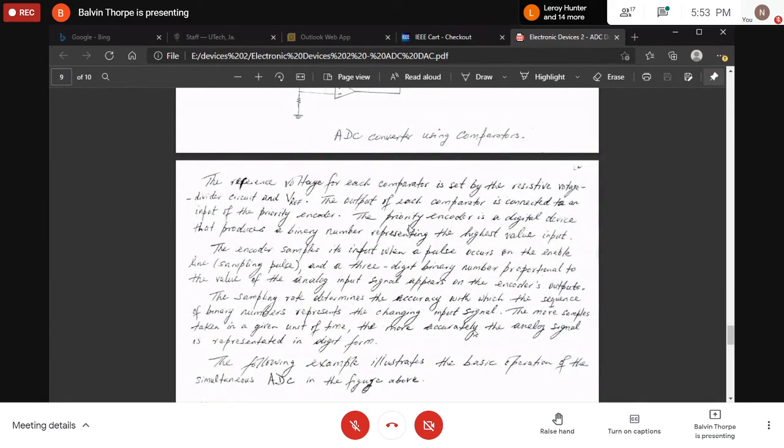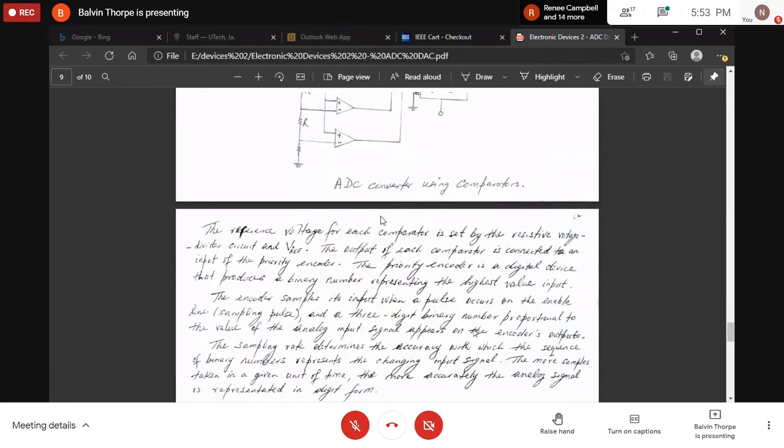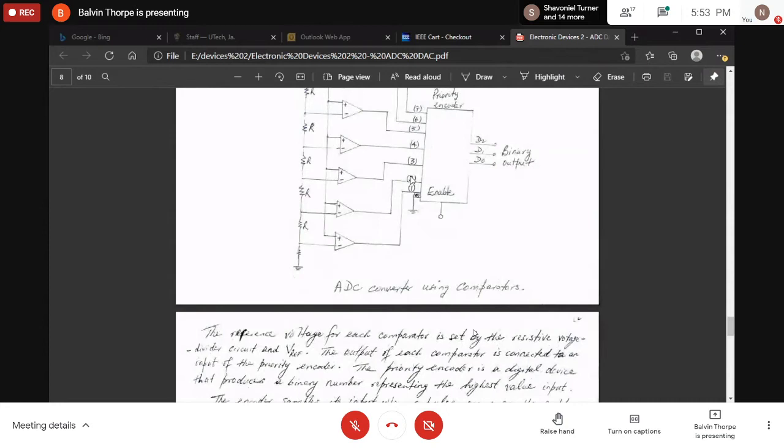The priority encoder is a digital device that produces a binary number representing the highest value input. So let's go back again here. This is the input, for example, that is coming to input 3. It's going to represent the highest possible number. So what's the highest number? Because of course it's 3, the highest possible is going to be?